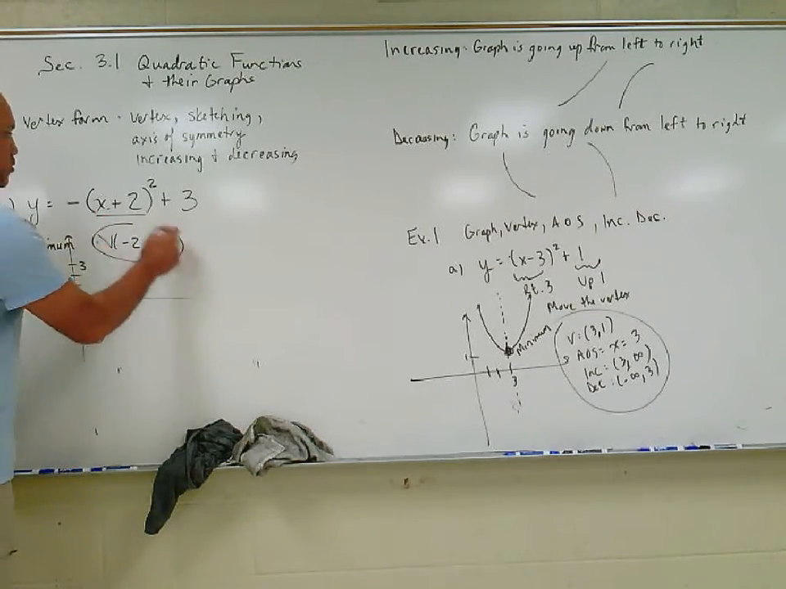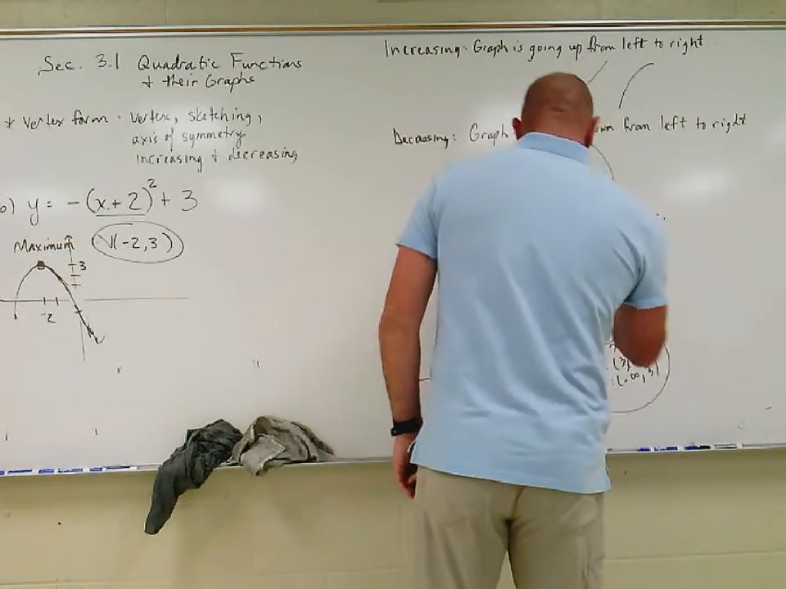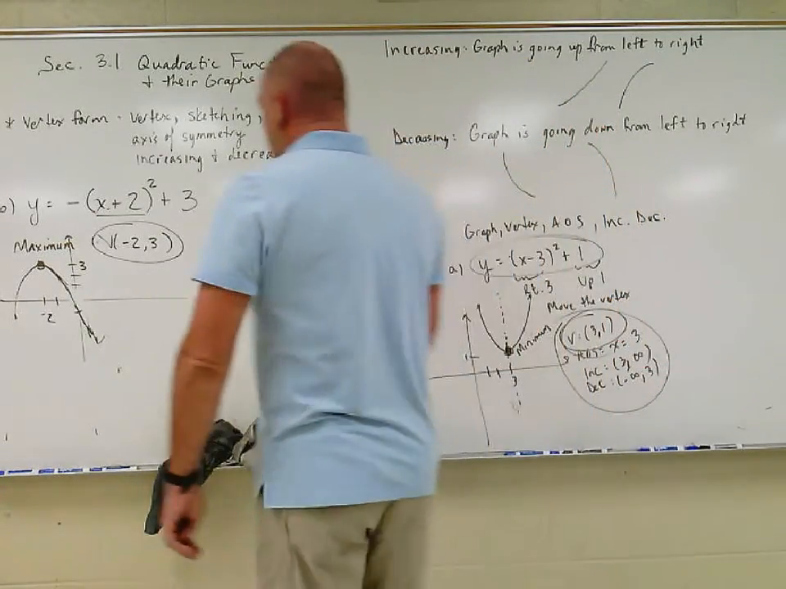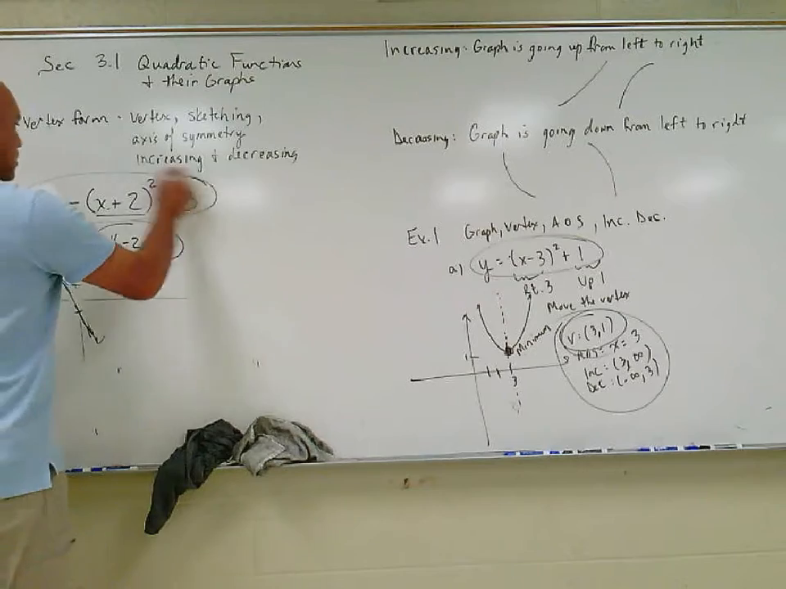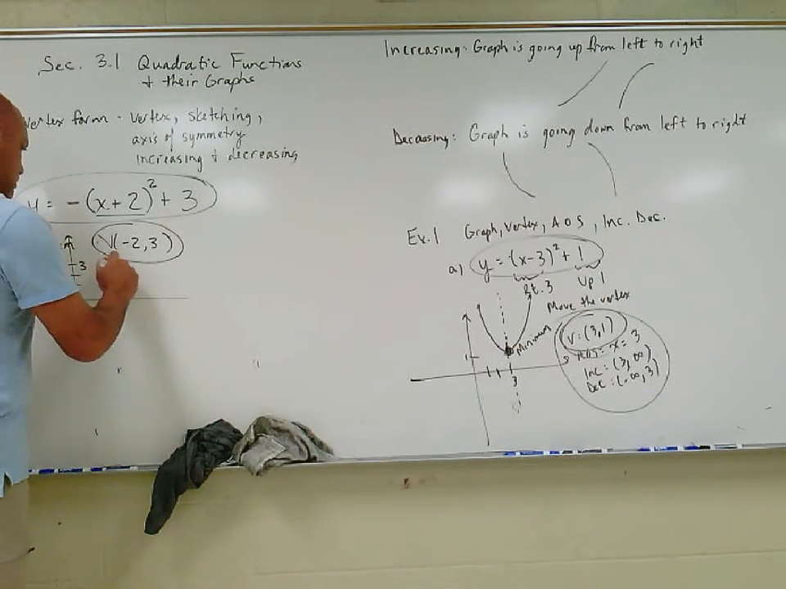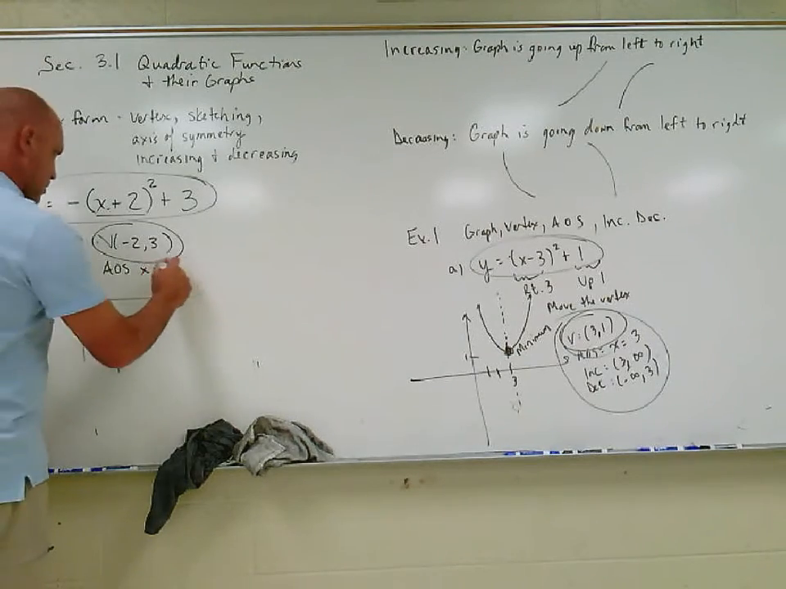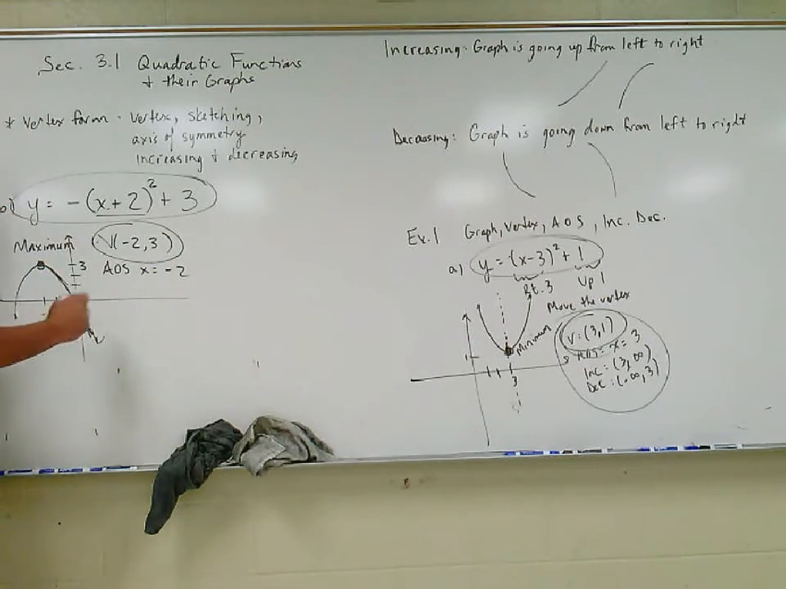Now I want to look for a shortcut. So look at the two that we've done and look at our equation. Start thinking about, is there a shortcut to finding the vertex? Is there an easy way to get that? So think about that. Axis of symmetry is what? X is equal to -2, right? It runs right through the middle of the vertex.